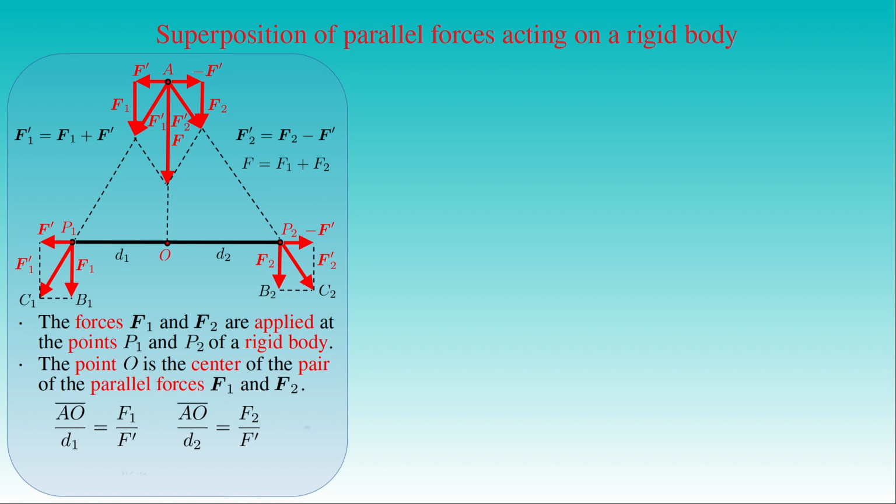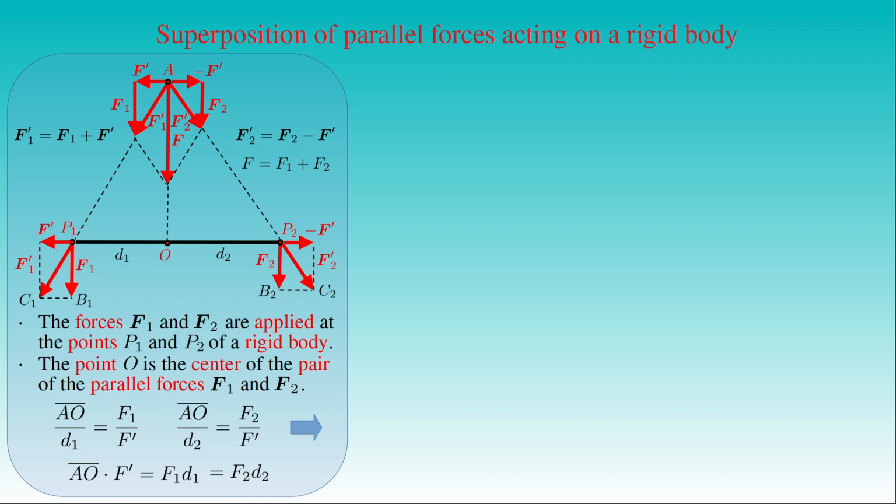We can therefore write that the length of the section BO times the magnitude of the force F' is given by the magnitude of the force F1 times the distance D1, which is equal to the magnitude of the force F2 times the distance D2. In another form, this equation states that the distance D1 divided by the distance D2 is equal to the magnitude of the force F2 divided by the magnitude of the force F1.